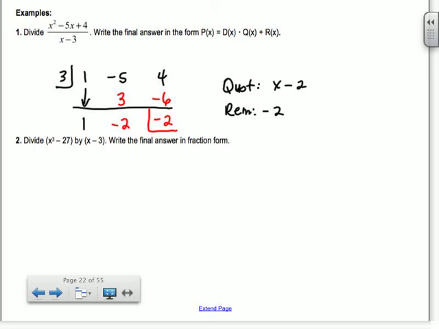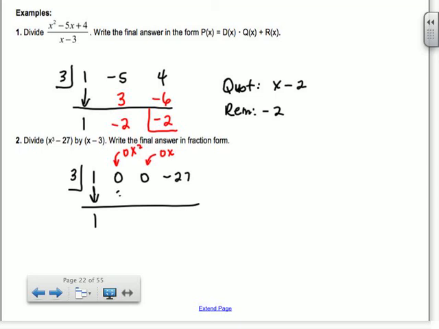Okay, so the next one I have, divide x cubed minus 27 by x minus 3. Write your answer in fraction form. Okay, so this time we are missing some terms. I'm missing x squared, I'm missing x. So you need to put in zeros whenever you're missing terms, just like we did with the long division. So I'm going to put 3 in my backwards L. I'm going to have 1x cubed, 0x squared, 0x minus 27. So that's where those came from. Draw the line. Drop the first term.